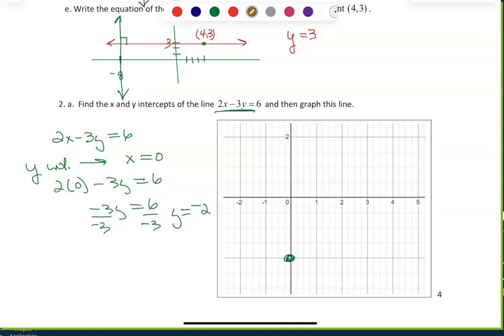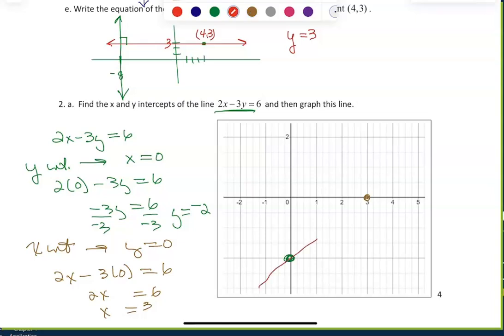Next one. If I want an x-intercept, that happens where y is 0. So plug in a 0 for your y. So 2x equals 6, so x will equal 3. Here's where x is 3. I'm going to connect the two dots and draw a line, and that's the line I needed to graph.